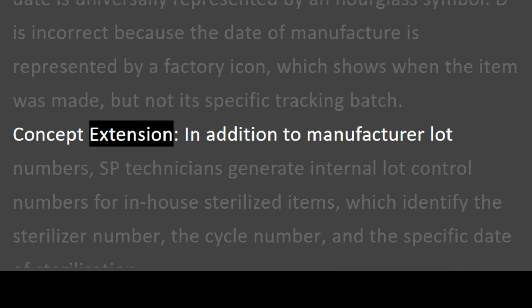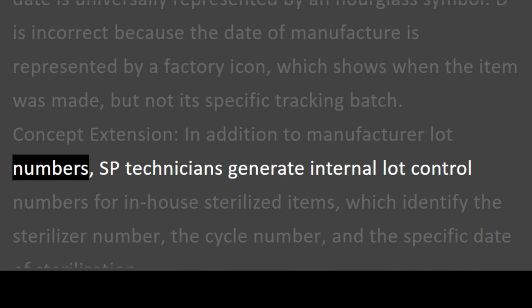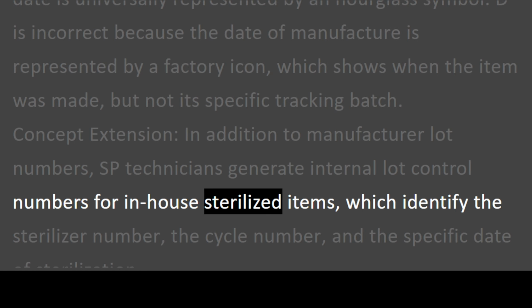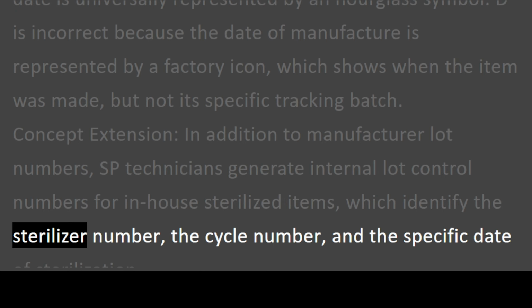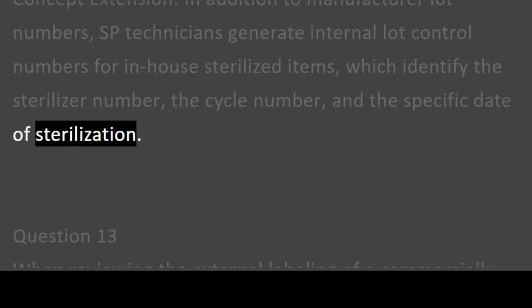Concept extension. In addition to manufacturer lot numbers, SP technicians generate internal lot control numbers for in-house sterilized items, which identify the sterilizer number, the cycle number, and the specific date of sterilization.